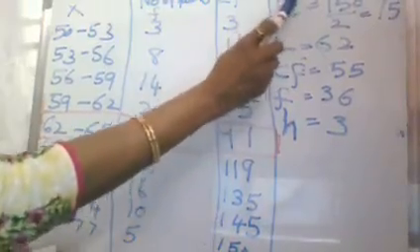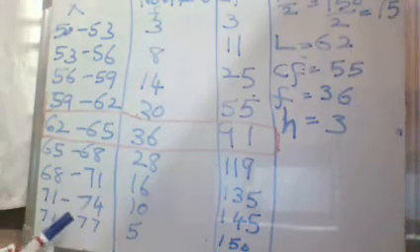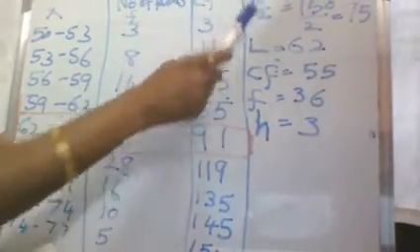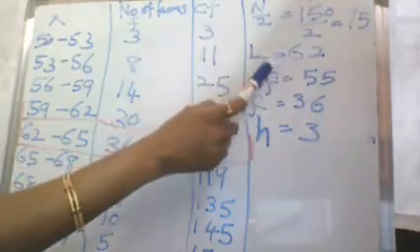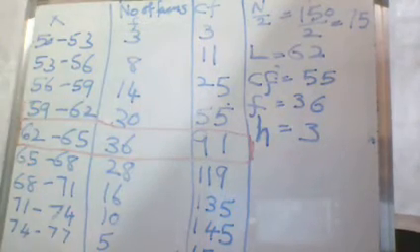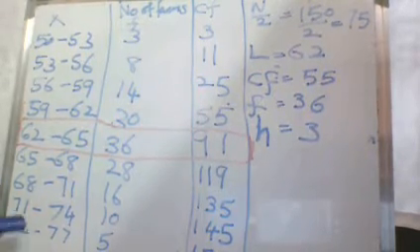Then the total is 150. That one is the n. The total number of farms is 150. Now we can find n by 2. n by 2 is 150 divided by 2. It is 75. Then what is the equation? L plus n by 2 minus CF divided by F into h. That one is the equation.